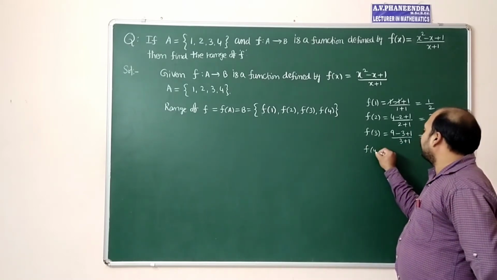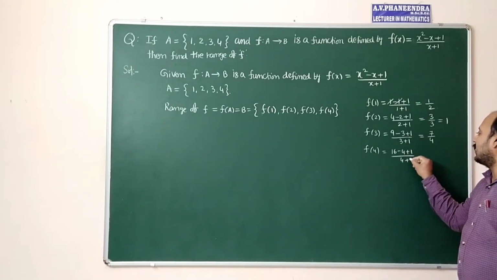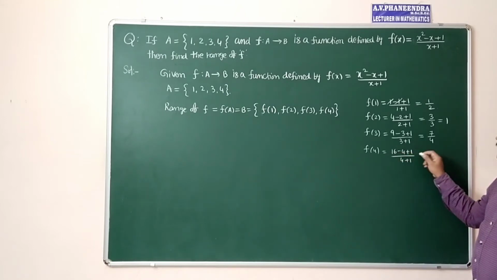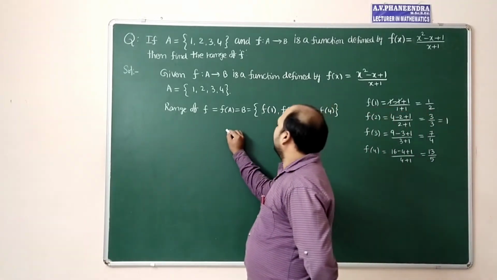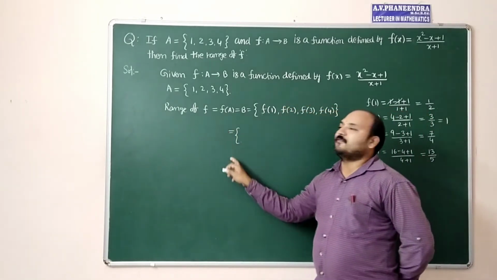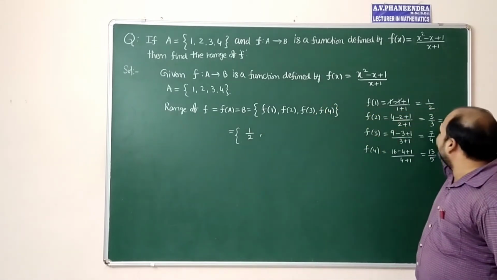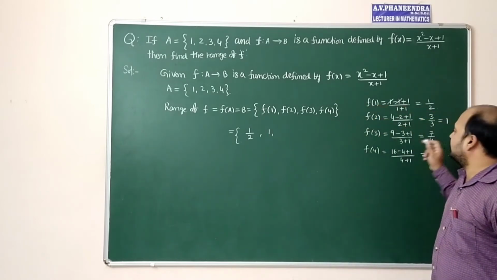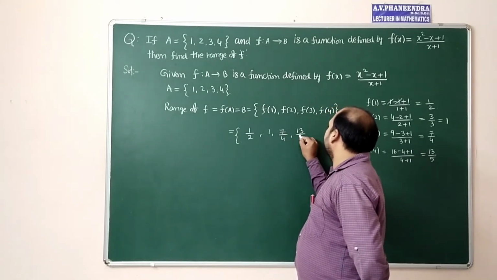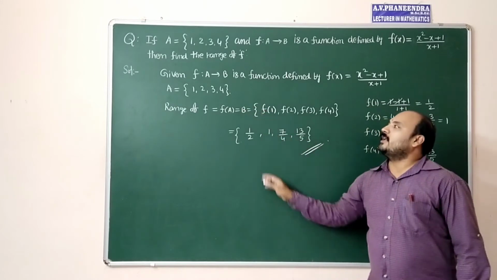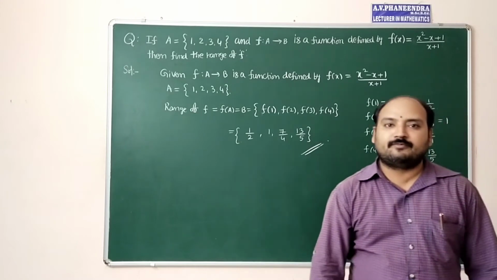F of 4. 4 square 16 minus 4 plus 1 divided by 4 plus 1. 16 minus 4 is 12. 12 plus 1 is 13. 13 by 5. Therefore, the range of the function f of x equal to: f of 1 is 1 by 2, f of 2 is 1, f of 3 is 7 by 4 and f of 4 is 13 by 5. Therefore, the range of the given function f of x is 1 by 2, 1, 7 by 4 and 13 by 5.